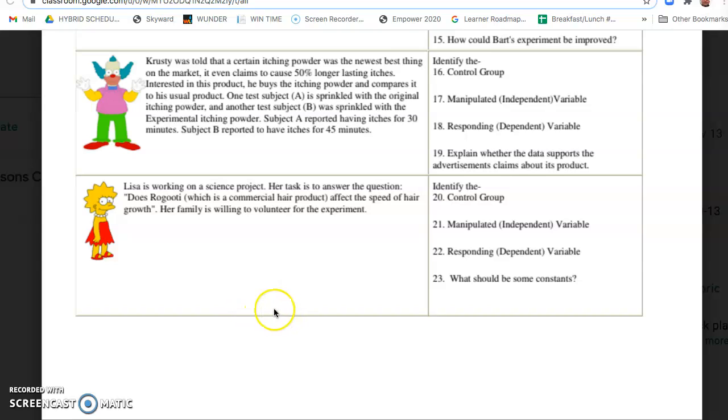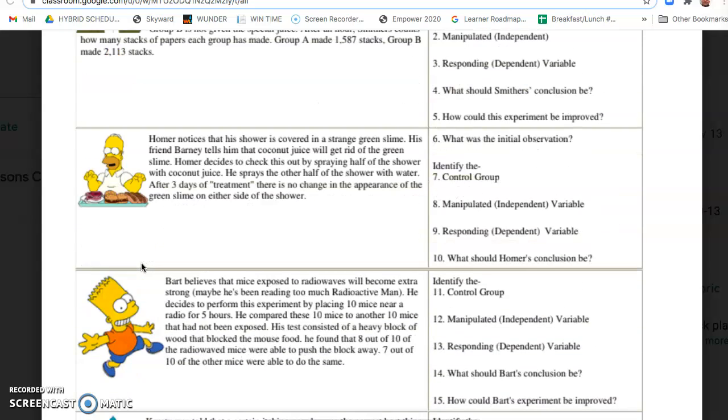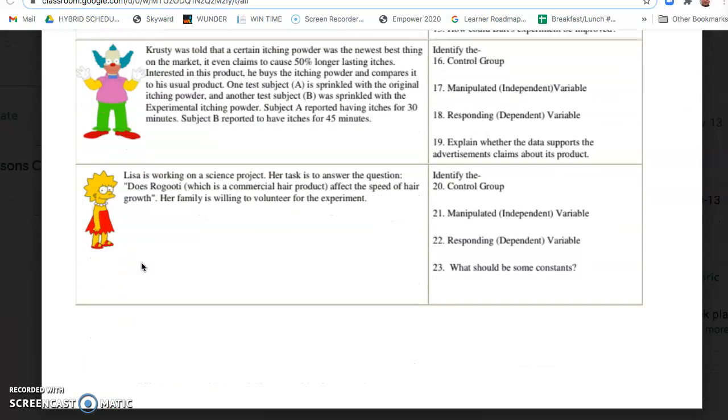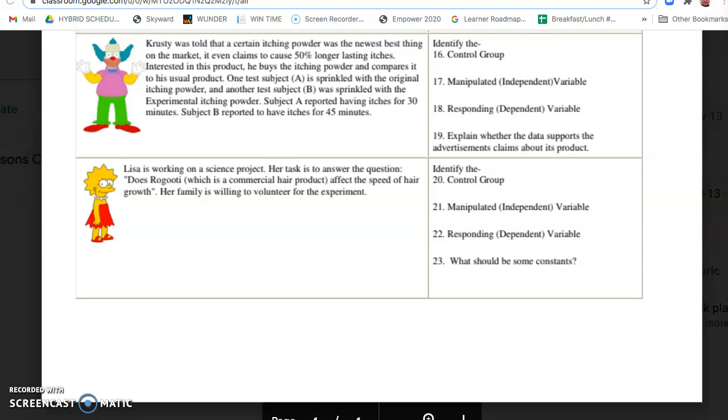So enjoy, and you have the rest of today's time to work on completing the Simpsons controls and variables sheet. It says SpongeBob at the top, but I cut those off. There were 3 more, and I cut them off so you didn't have so much work to do.